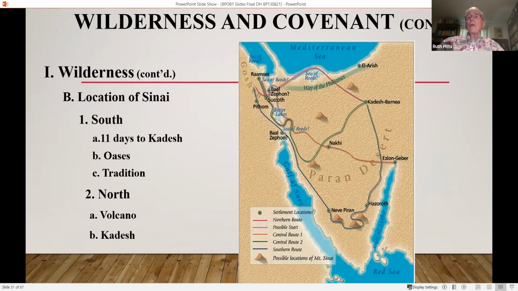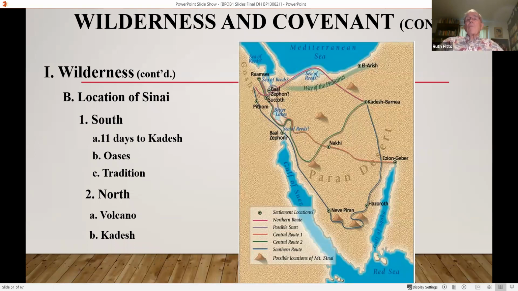So the arguments for the old traditional place at the bottom of the Sinai Peninsula say it's 11 days to Kadesh, and that's about right. There are oases all along the way down to the Sinai. And this is a Christian tradition. Christians began to make pilgrimage to this area in the third, fourth, fifth centuries. And there's a monastery, St. Catherine's, which was built in 527, very famous in this lower part of the Sinai Peninsula. But still, that's much later than the time of the wilderness wandering.